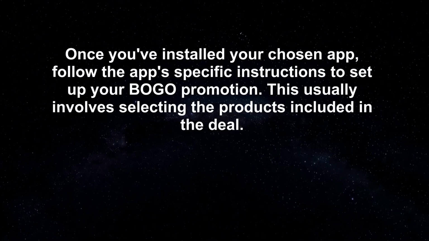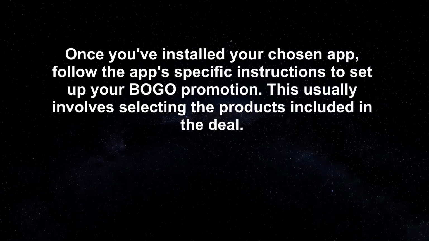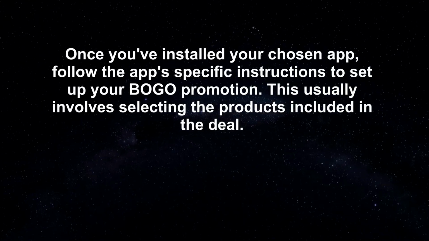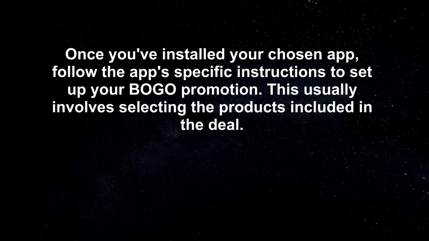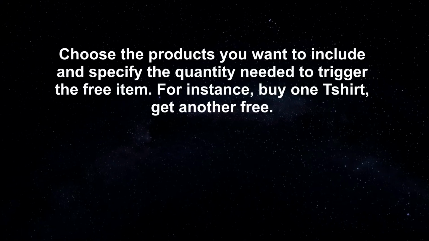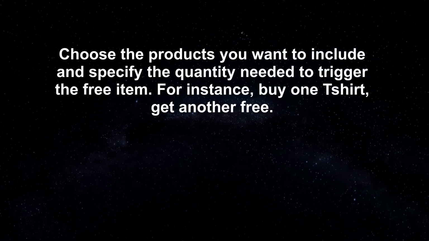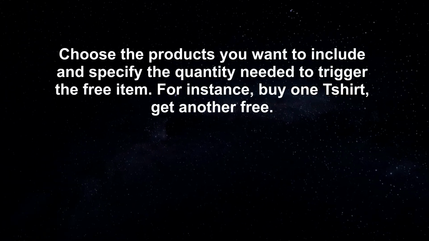Once you've installed your chosen app, follow the app's specific instructions to set up your BOGO promotion. This usually involves selecting the products included in the deal. Choose the products you want to include and specify the quantity needed to trigger the free item. For instance, buy one shirt, get another free.